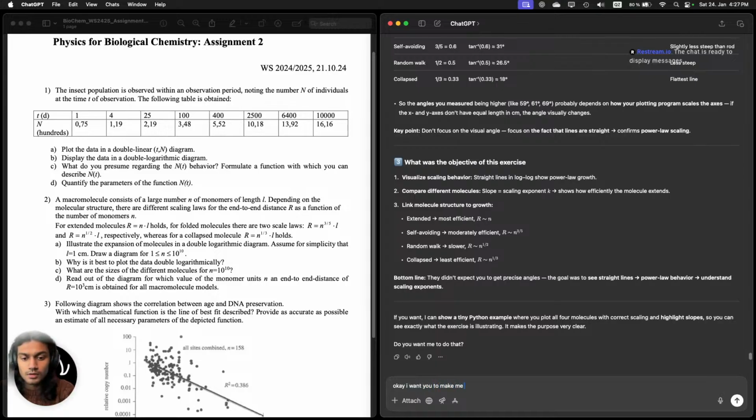Make me a Python script that takes the log of the set values of R, and also plots the four different.